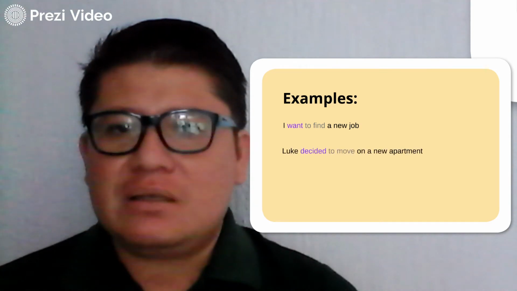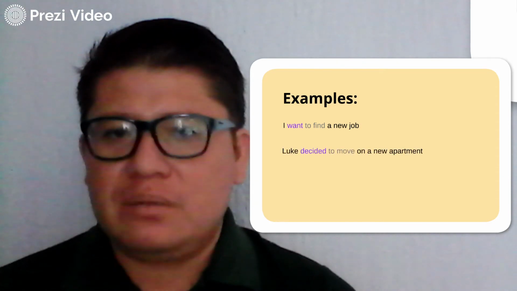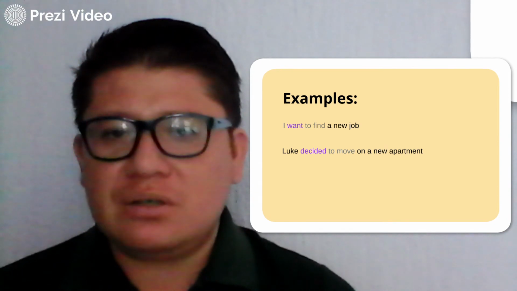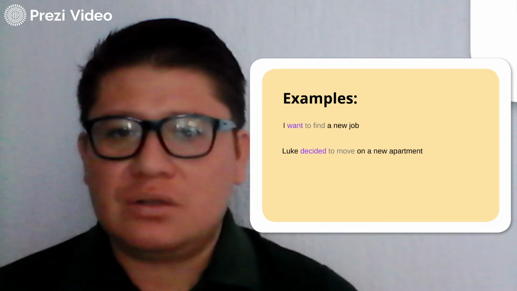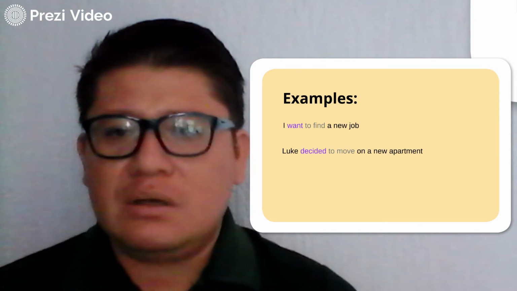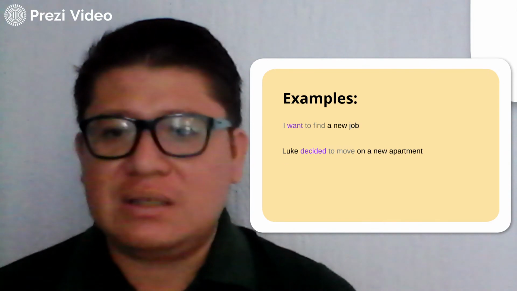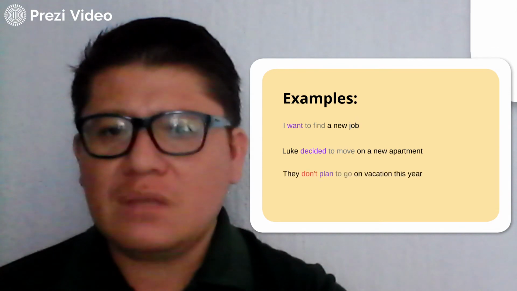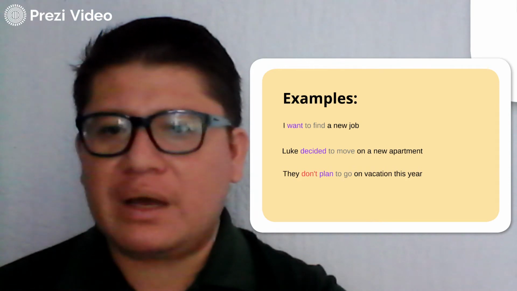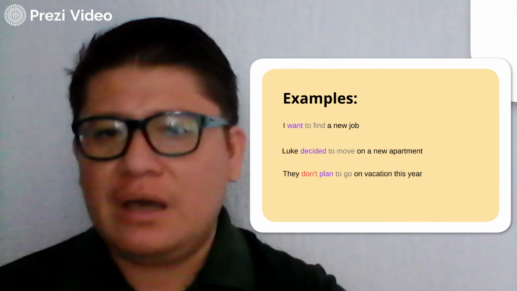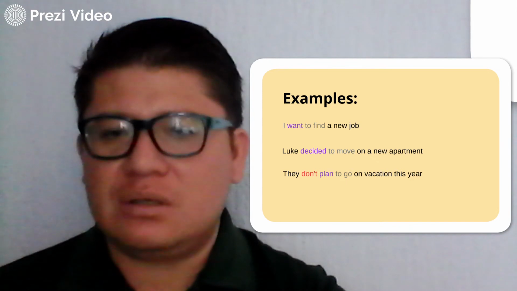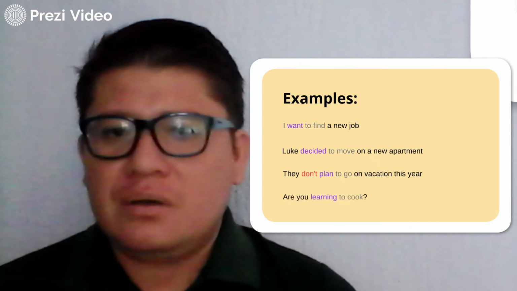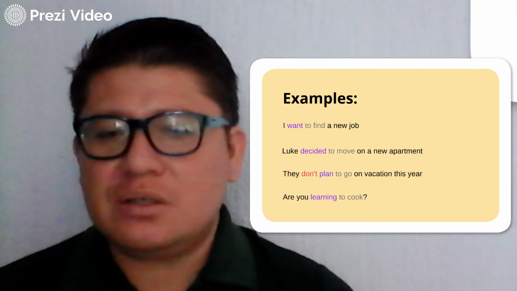Okay, so I will show you another examples. Luke decided to move on a new apartment. Decided to move. Decided is the first action, the main verb, and to move on is an infinitive verb, the second action. Okay, we will continue. They don't plan to go on vacation this year. Are you learning to cook?